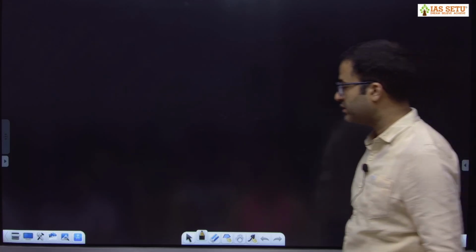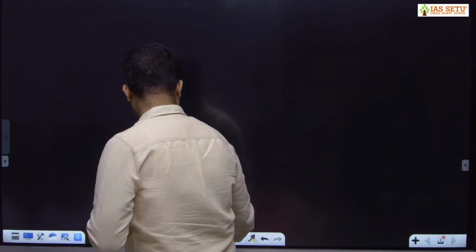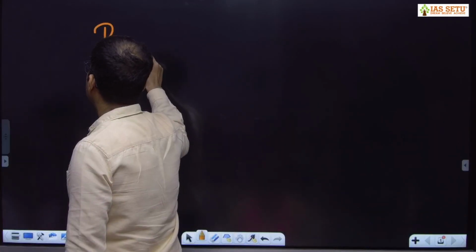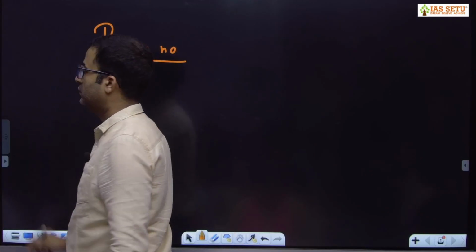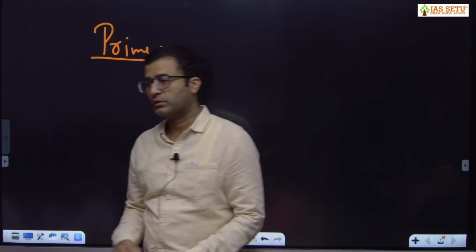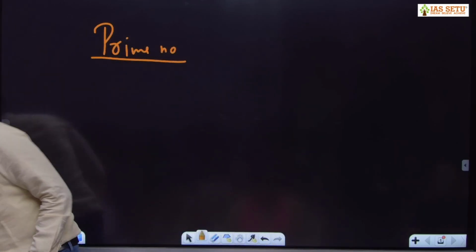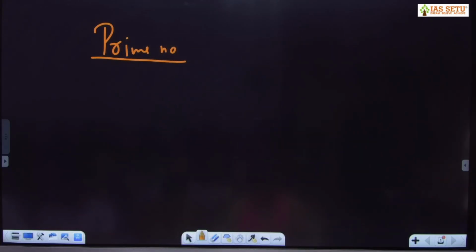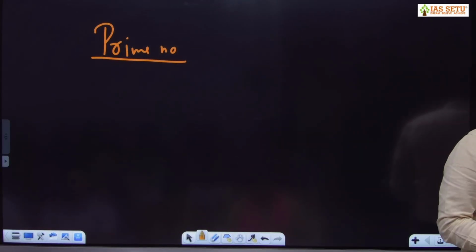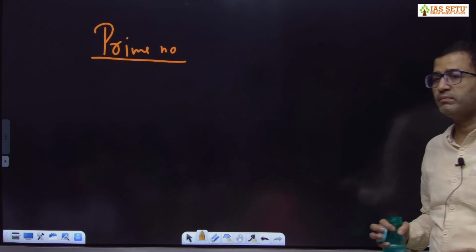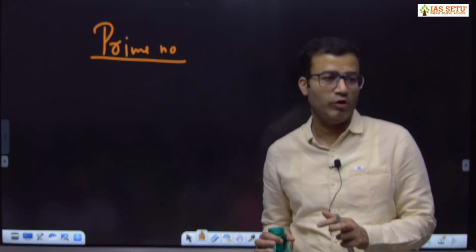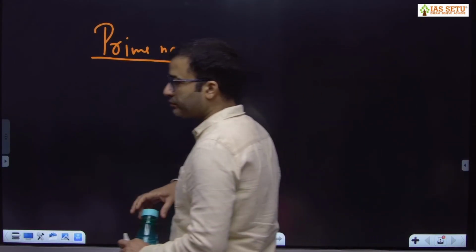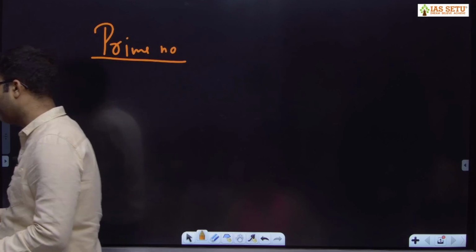Okay, last time we discussed prime numbers. Any doubt about prime numbers? So what is the definition of a prime number? Those natural numbers which are divisible by 1 and itself only. Or you can say prime numbers have exactly two factors.